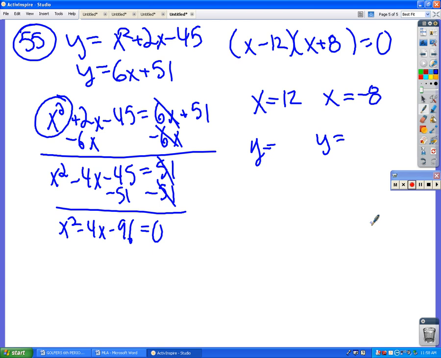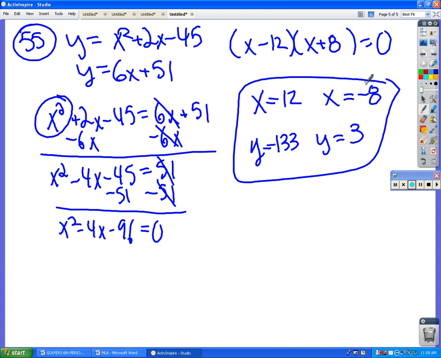Plugging that in for y is not going to be pretty because the numbers are so big. What's 12 times 6? 72. You're right, except for the 3 there in the middle. 72 plus 51 is 123. And then negative 8 times 6 is negative 48 plus 51 is 3.